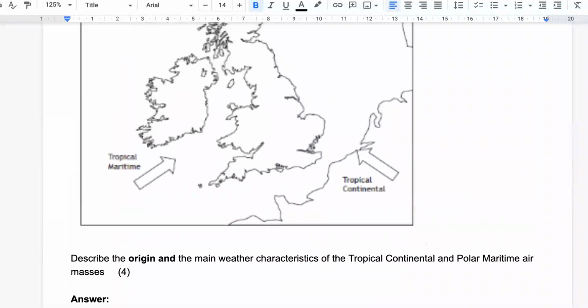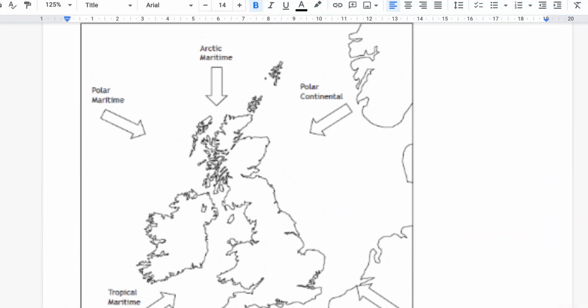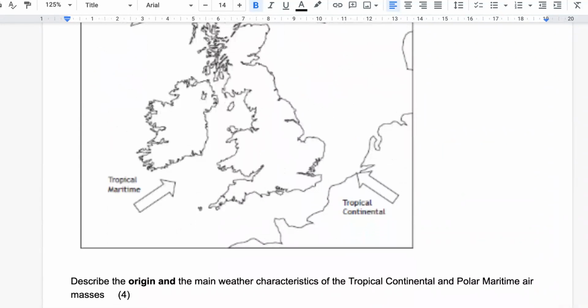Right, let's just have a think. Let's go to the tropical continental. Now, on this weather map, it shows the tropical continental coming from mainland Europe. But the origin of this air mass is actually North Africa, from the Sahara Desert. So you should have a statement saying the origin of the tropical continental is from Africa, or North Africa, or the Sahara Desert. It's not enough to say it comes from the continent or from Europe, because it's actually coming from much further south than that.